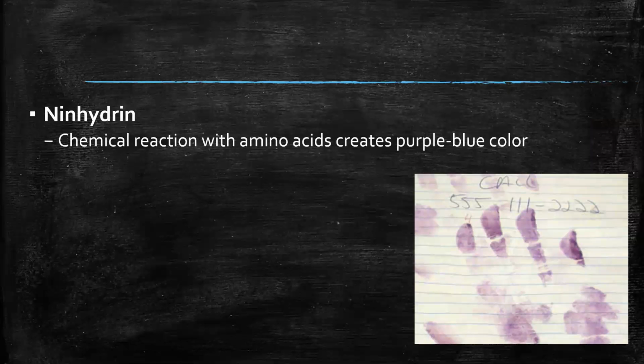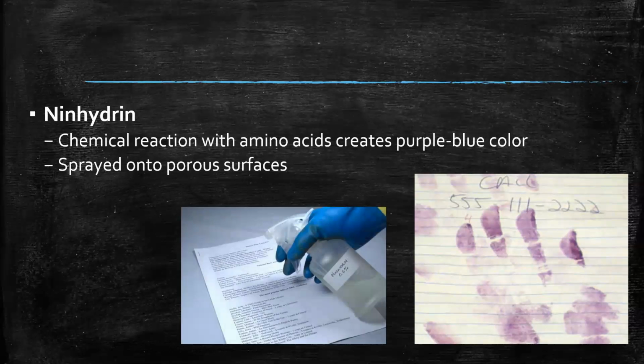Ninhydrin is another type of fuming technique. It involves a liquid. So basically you spray ninhydrin onto surfaces, and it has a bluish purplish color. It reacts with amino acids left behind by your skin, by your sweat, and makes the prints visible. So you spray this onto porous surfaces, very good for porous surfaces.